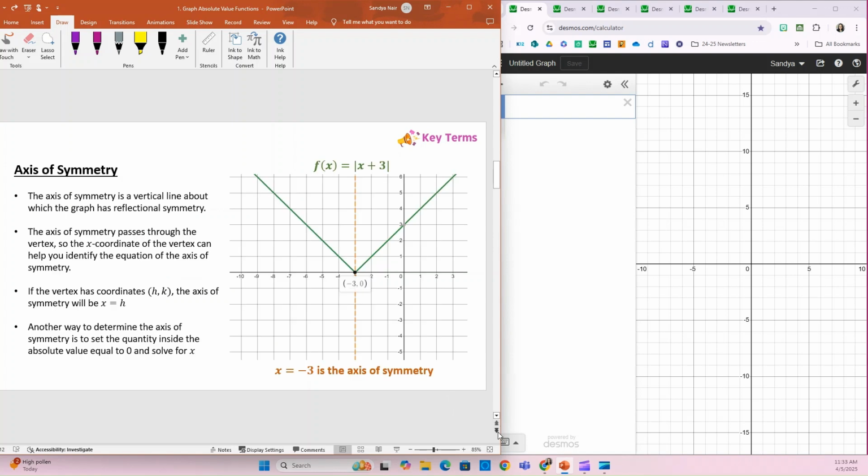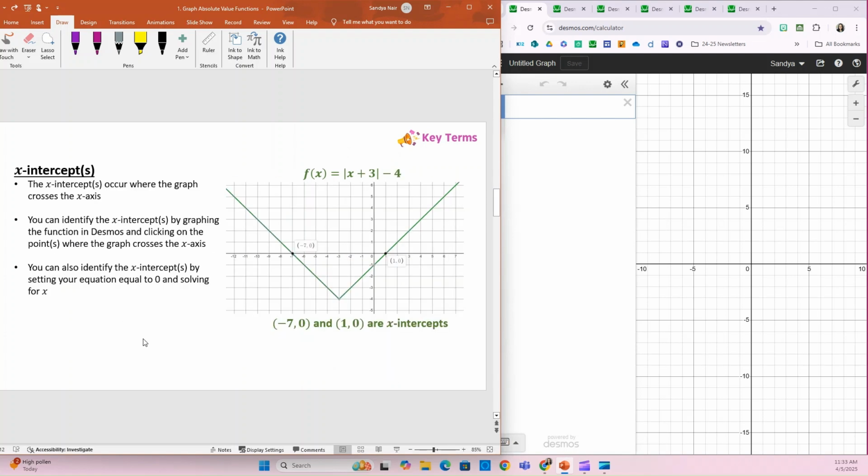So the axis of symmetry will be a vertical line about which the graph has reflectional symmetry. So it's really similar to parabolas. If you were to fold a graph along the axis of symmetry, both halves of the graph would match up. The axis of symmetry will pass through the vertex, so the x-coordinate of the vertex will help you identify the axis of symmetry. So for example here, you can see this graph has a vertex at (-3, 0). So x equals -3 will be the axis of symmetry. So it'll be x is equal to whatever that x-coordinate of the vertex is.